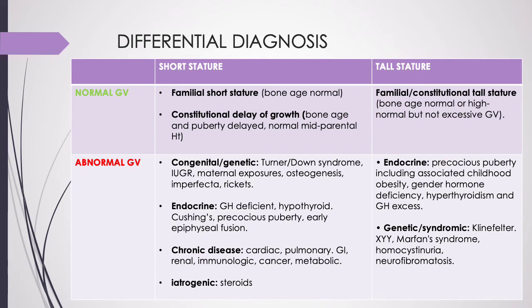On the other hand, for tall stature, there is familial or constitutional tall stature. Bone age will be normal or high normal, but the growth velocity is not excessive. In the abnormal growth velocity and tall stature, there is endocrine, such as precocious puberty, and genetic syndromes such as Klinefelter, XYY, Marfan.